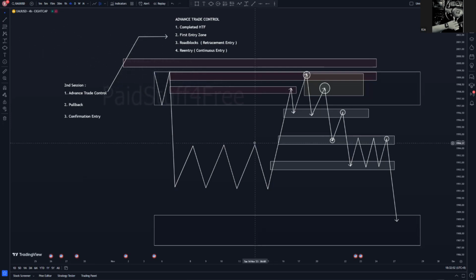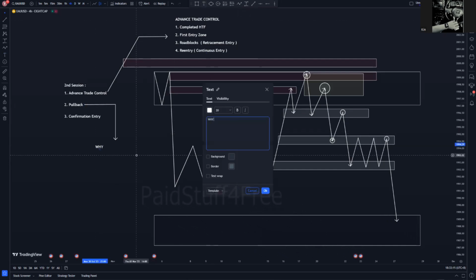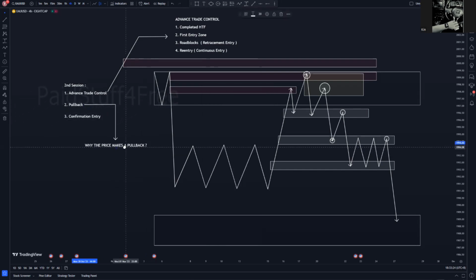So if there is no question for now, let's go to the next topic, which is the pullback. In this topic, we're going to answer this question: why does the price make a pullback?